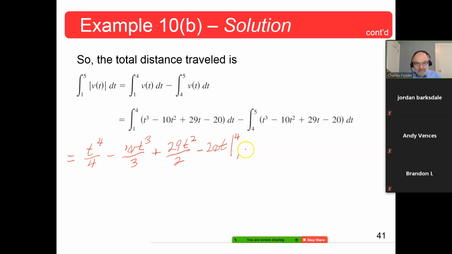Okay. Minus, and I'm going to put this in parentheses here, same as we had before. T 4th over 4 minus 10 t cubed over 3 plus 29 t squared over 2 minus 20 t. This one is evaluated from 4 to 5. Okay. Now I guess maybe I should put all this in parentheses too, or at least that part of it. Alright. Now, the rest is grunt work.